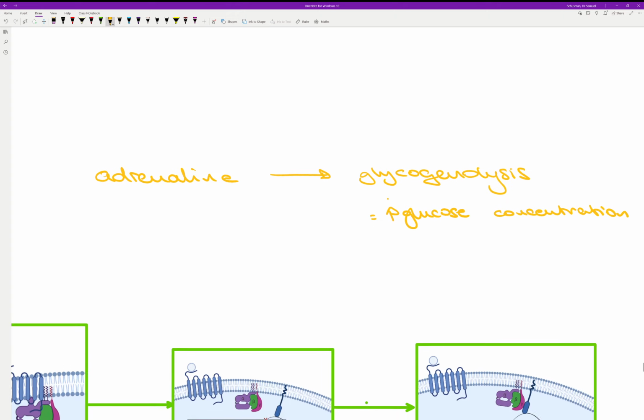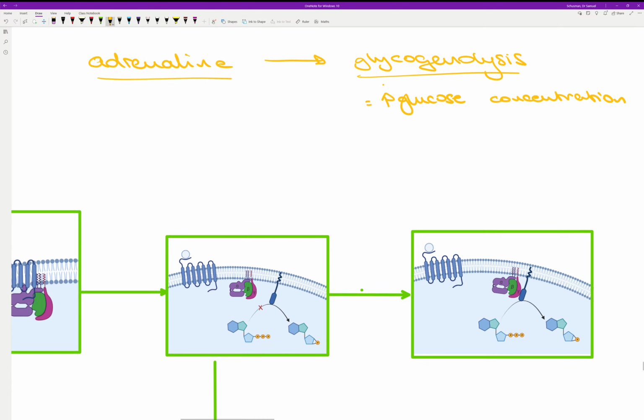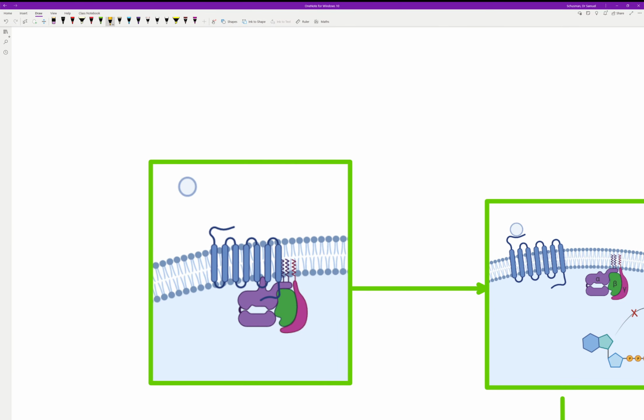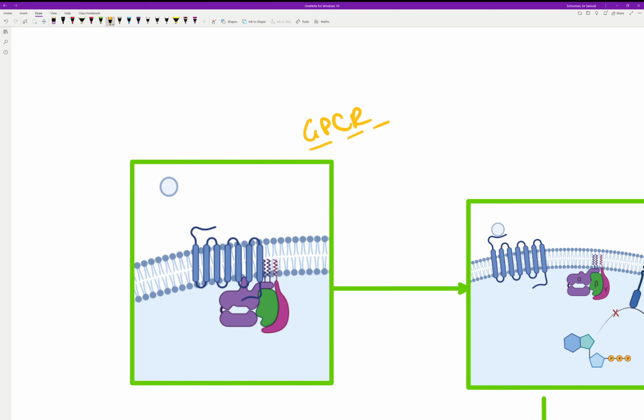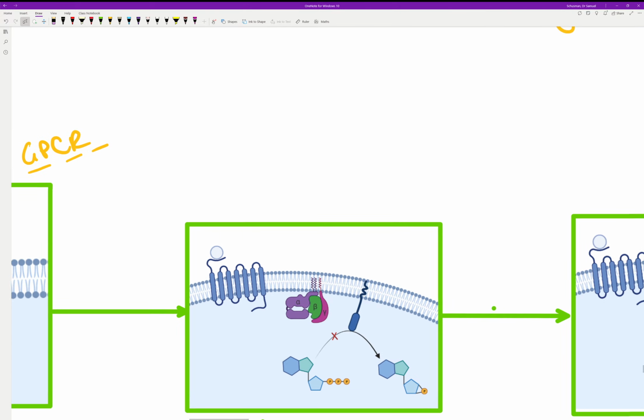The example I'm going to use is the fact that adrenaline can cause glycogenolysis. You'll all be happy with the idea that if there's loads of adrenaline around, you'll need lots of glucose and lots of ATP production. So let's look how it works. You should know that adrenaline can bind to its receptor, which is a GPCR, a G protein coupled receptor. And by binding to the adrenaline receptor, your G protein gets released.